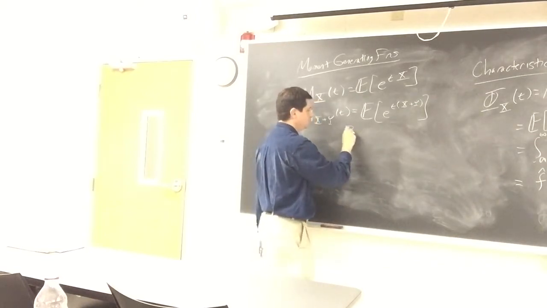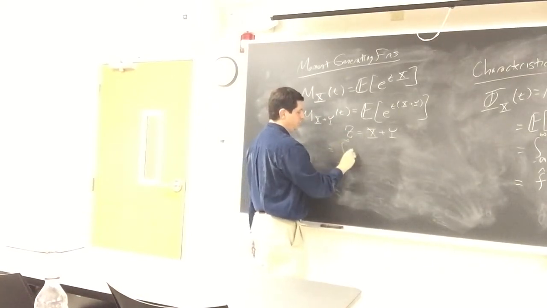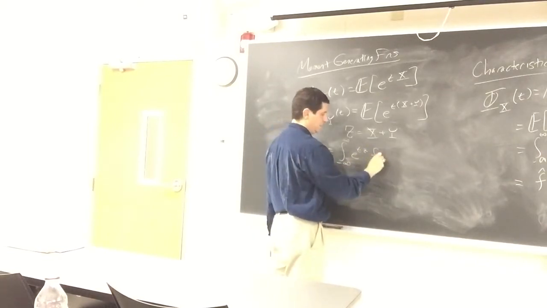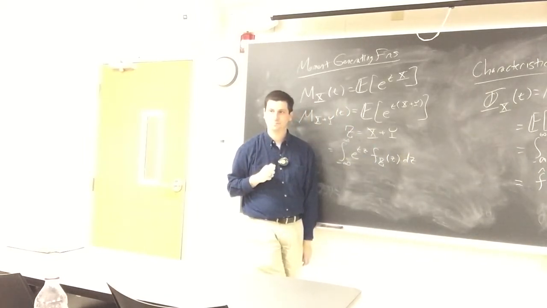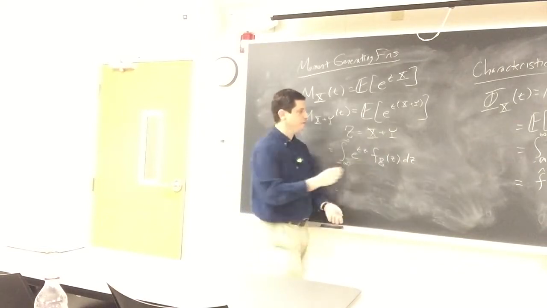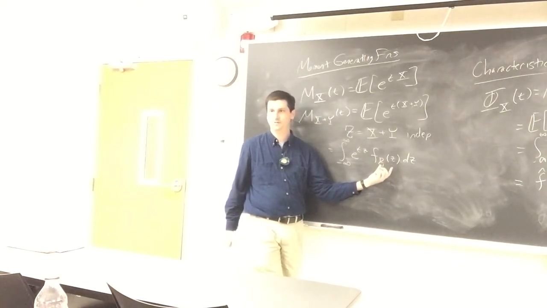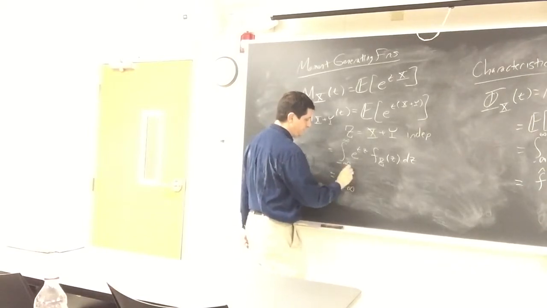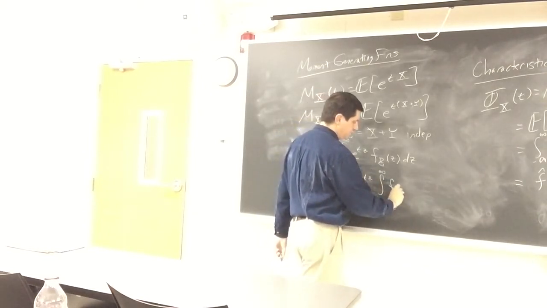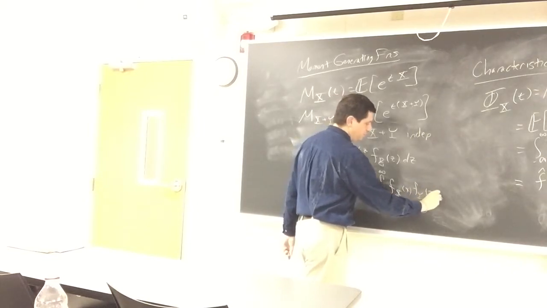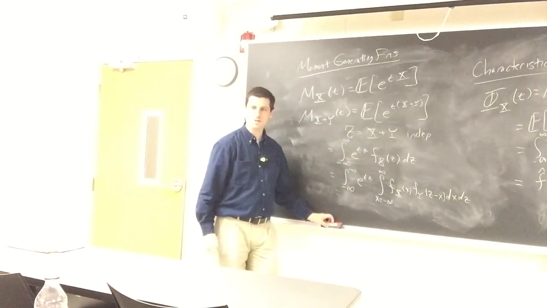So, you know, if we let z, as before, be x plus y, this is then the integral from minus infinity to infinity of e to the tz times my density function for z, dz. Well, if we're assuming they're independent, what do I know about my density function? It's the convolution. So this should be the integral from minus infinity to infinity of e to the tz, and then I'll have the integral x goes from minus infinity to infinity, fx of x, fy of z minus x, dx, dz. Boy, this looks very similar to what we've done before.